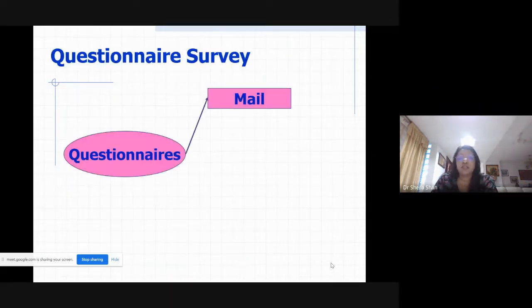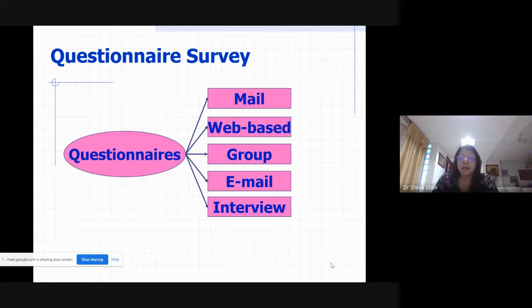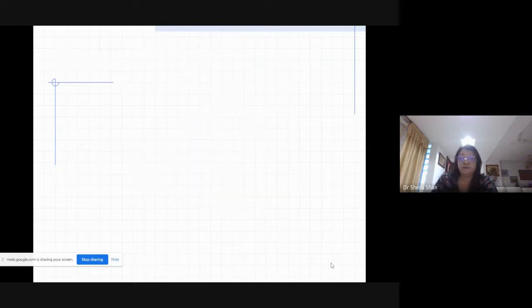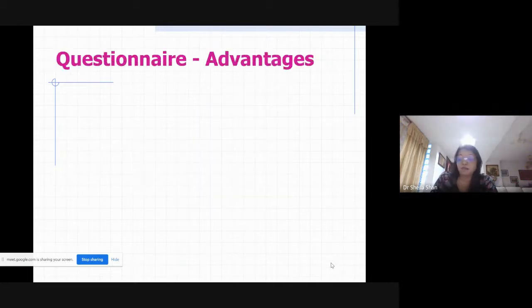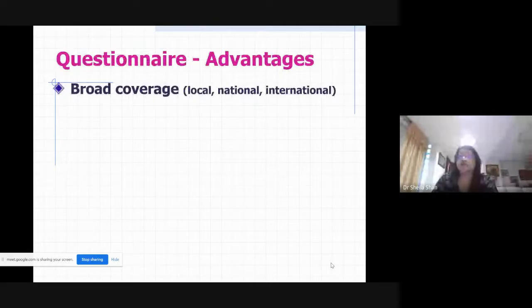So these are the proper steps. You have a questionnaire, you can mail it to them, make it web-based, give it to groups, email them, or interview. For interview, you don't have to prepare another set of questions. You can still use the same questions. From there, you just extract some questions which you think can be used as interview questions.